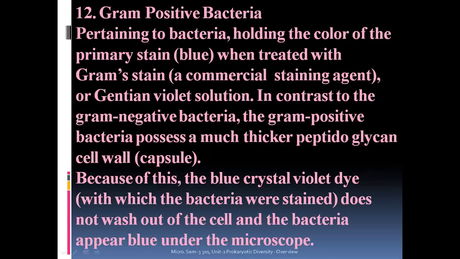Next is gram-positive bacteria, pertaining to the bacteria holding the color of the primary stain when treated with the gram stain or gentian violet, right? They are gram-positive. Positives are stained purple in color. So the bacteria which hold the blue or purple stain. Why? Because of their mechanism, which we have already discussed in your previous semesters. Because of this, the blue crystal violet dye does not wash off the cell, and the bacteria appear blue under the microscope. That is the reason they appear blue or purple.